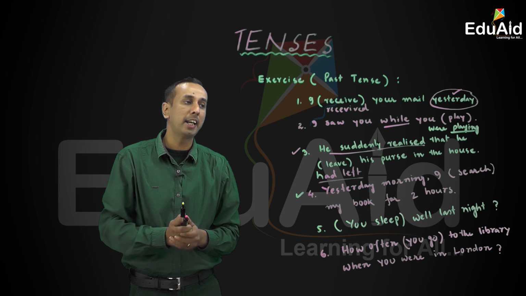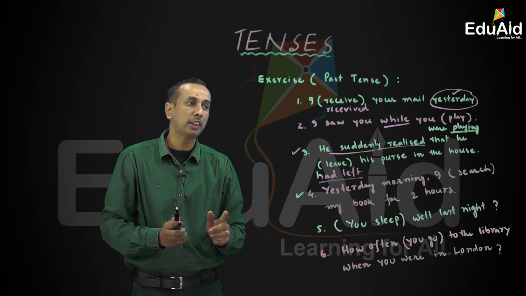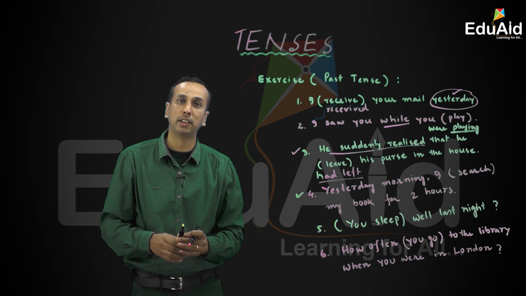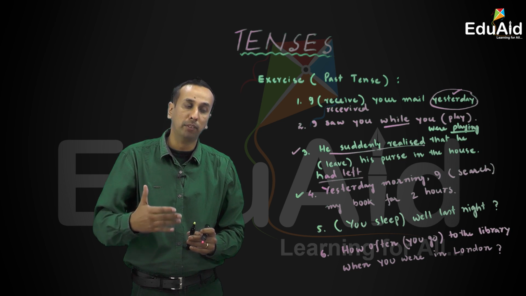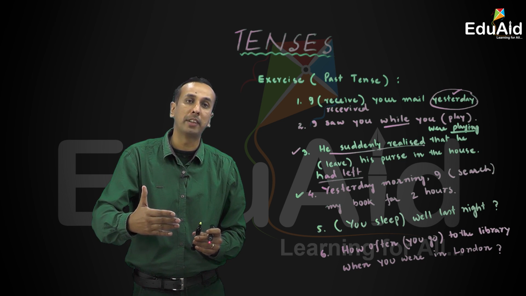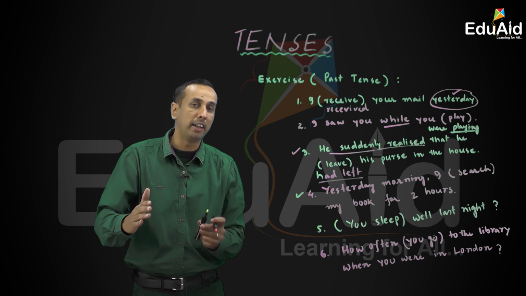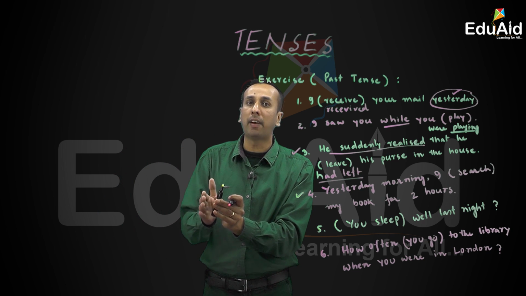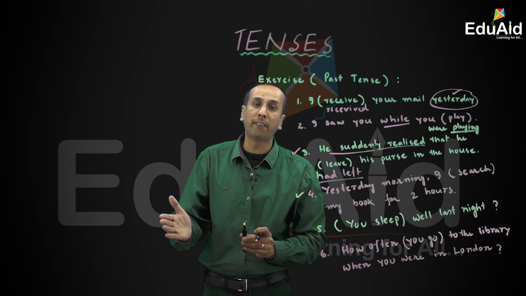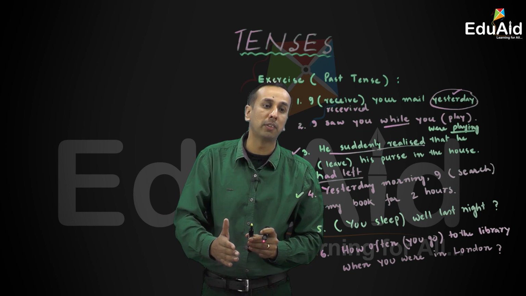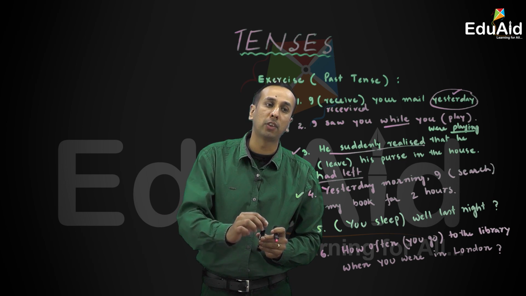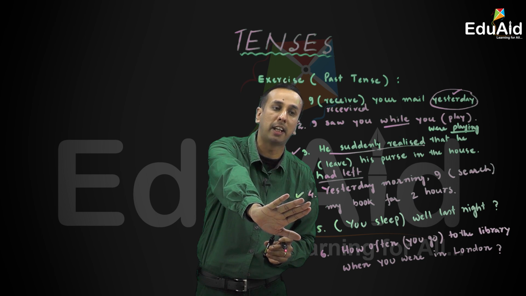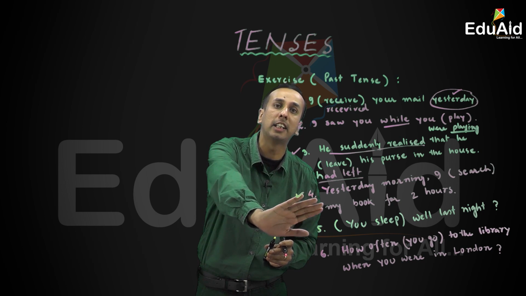Let's come to question number four. Yesterday morning, I searched my book for 2 hours. Yesterday morning I was searching for my book for two hours. Right now I'm not searching. In our earlier session on present tense, we got present perfect continuous tense. See the difference between present perfect continuous tense and past perfect continuous tense. That action has got no relevance to the present time. That action ended yesterday morning.